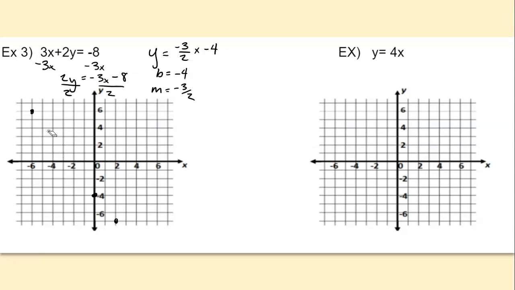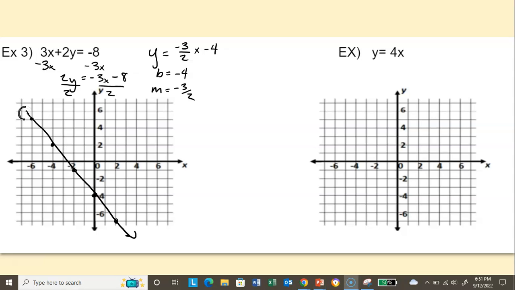Oh, I think I got off somewhere. Yeah, because this should be 1, 2, 3, so this should be here. That looks better. There we go. 1, 2, 3. There. Alright, so up 1, 2, 3 over 2. 1, 2, 3 over 2. 1, 2, 3 over 2. There we go. And then draw our line.